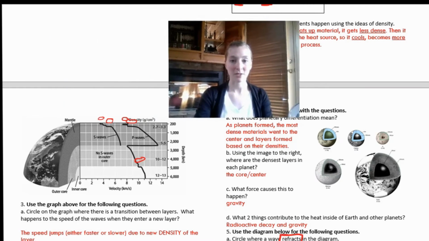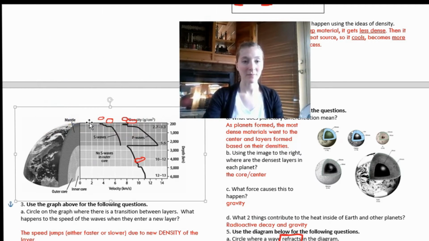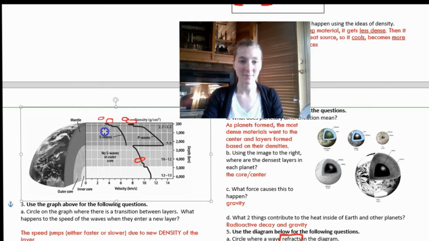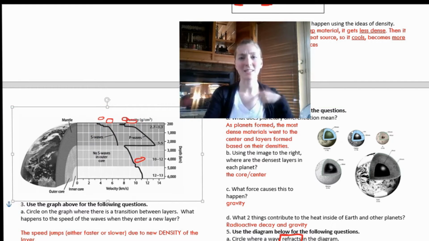Oh, and I think my little pictures, let's see if we can fix that, have become a little bit off. Nope. Yes. Oh, drat. Let's see if I can fix this. Not quite. I'll just get a new colored pen.